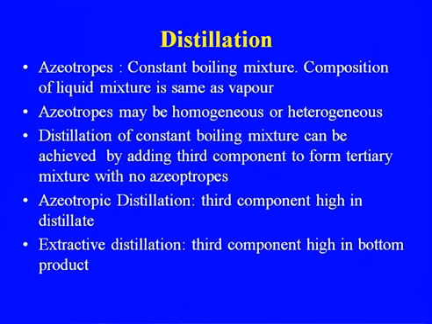Distillation of the constant boiling mixture can be achieved by adding a third component, as we do in azeotropic distillation or extractive distillation, to form a ternary mixture with no azeotrope, and so the separation becomes easier. So why do we call it azeotropic or extractive distillation? In azeotropic distillation, the third component goes out in the distillate. In extractive distillation, the third component goes out in the bottom product. So this is the basic difference.